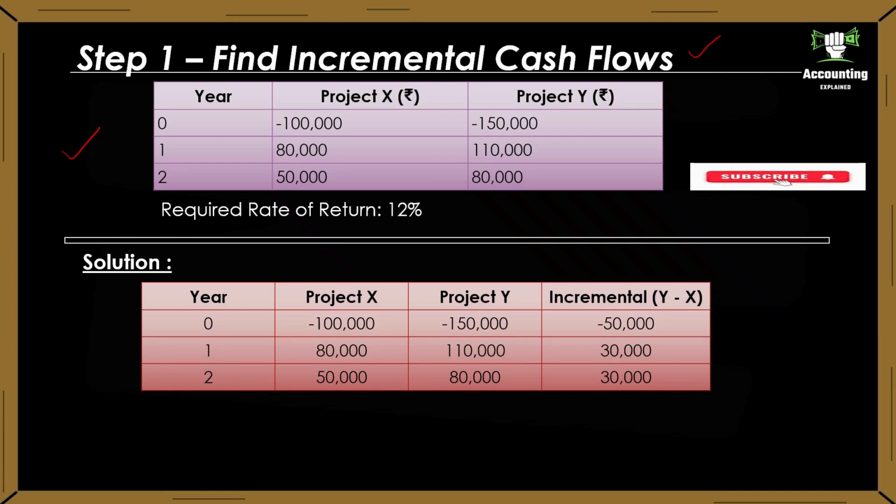For that, we have to open 4 columns. Here, project X, project Y, incremental cash flow, Y minus X. Always the smaller project should be deducted from the larger project. Here, the larger project is project Y. See, outflow is more, inflow is also more. That's why we call project Y as a larger project. Okay, so first initial investment minus 1 lakh 50,000 minus of minus 1 lakh is minus 50,000. For 1 and 2, the incremental cash flows are 30,000 and 30,000.